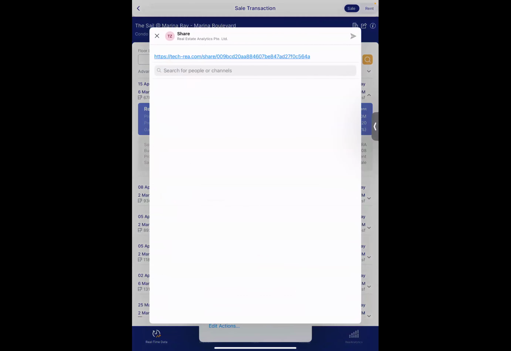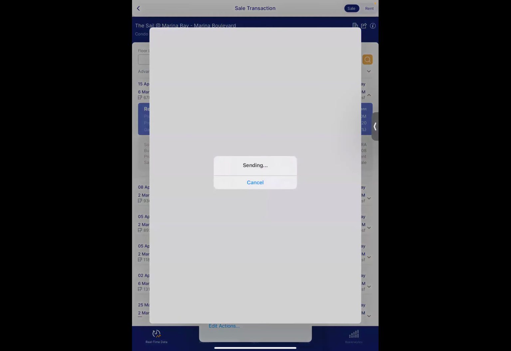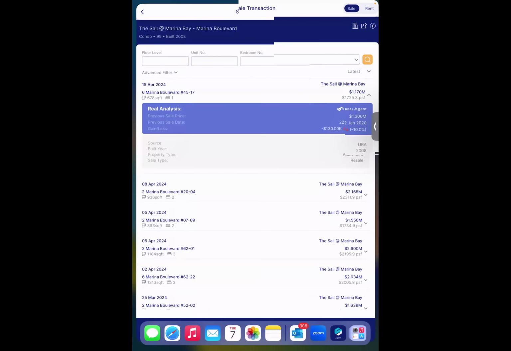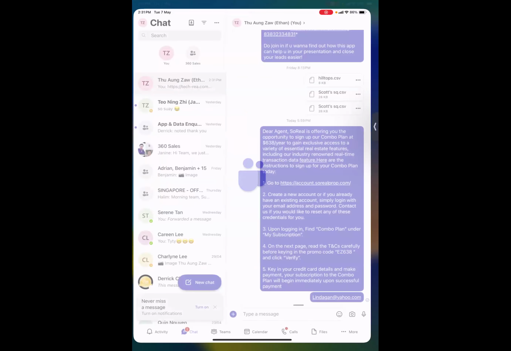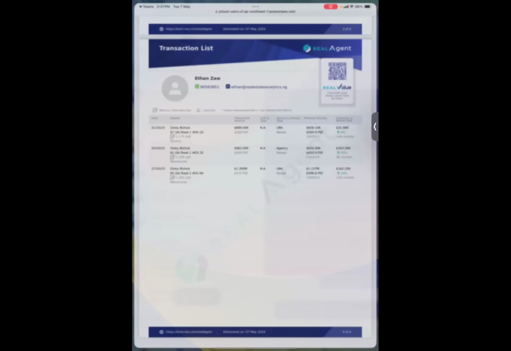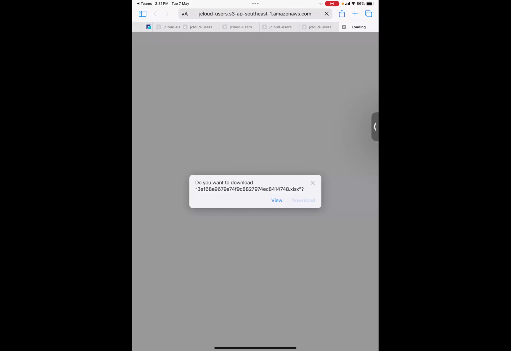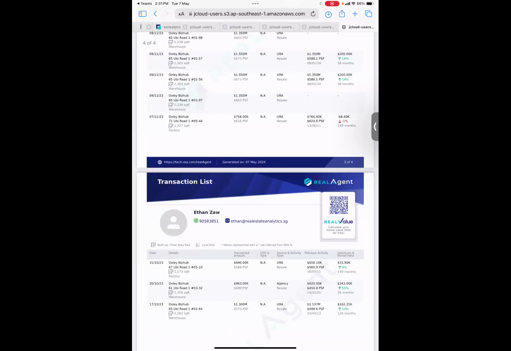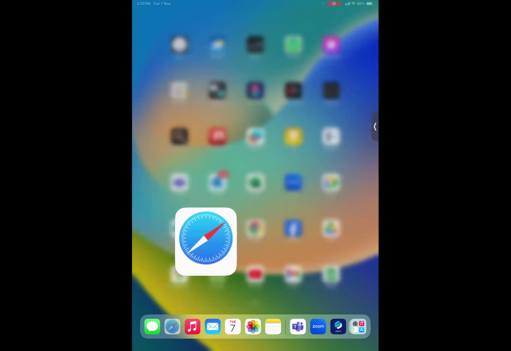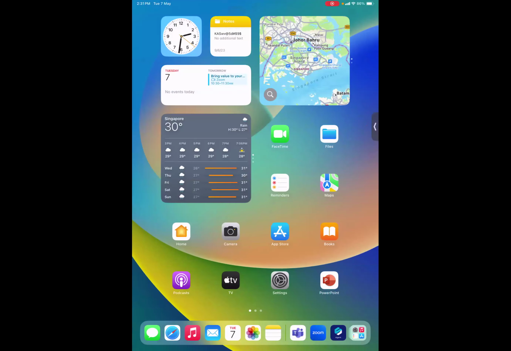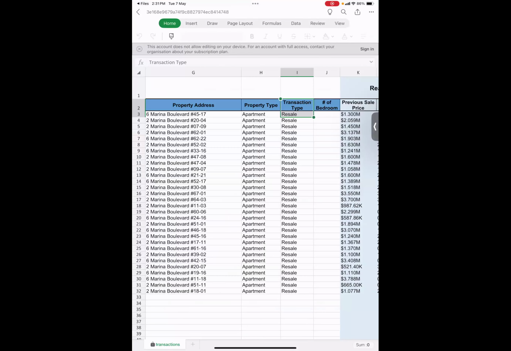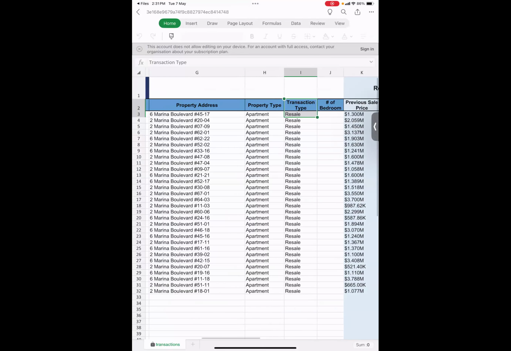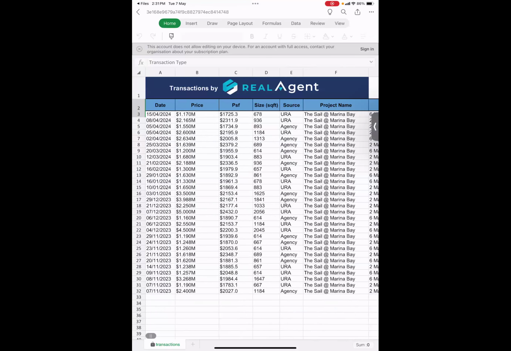I can send to myself. Then I can open it up. And then it will ask you to download because Apple device a bit more leceh. So it's under files. So it's here. You send to yourself and then you open up. You can save it as an Excel or you can save it as a PDF. Then you can look through before you send over to your clients.